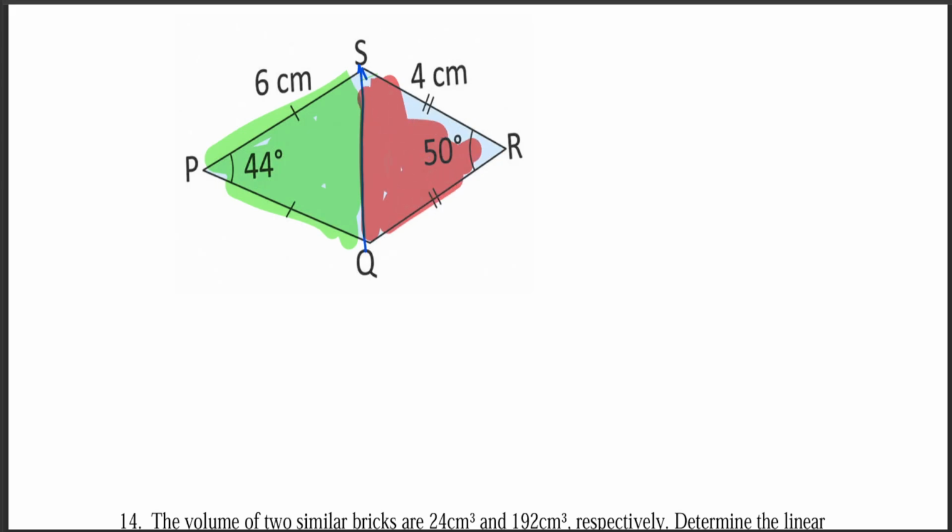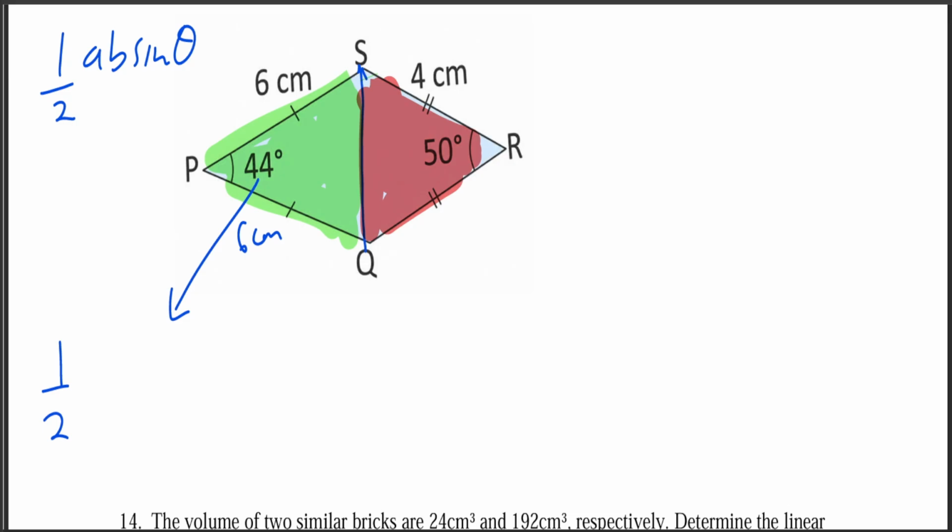Sawa. So ya kwanza ni 6 cm. Hapa pia ni 6 cm. Ziko sawa. So obviously, you'll do a half AB sin theta. Remember the area of triangle ni a half AB sin theta. So a half times 6 times 6, hiyo ndo AB yetu, times sin 44. Sawa.